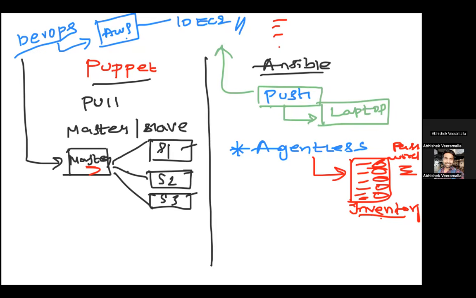So with Ansible, because it uses the agentless approach, even if you are scaling up your instances 10 times, 100 times, all that you need to do is get your public IP address and add it to this inventory file. That's it. And if you have the passwordless authentication, you are good to go. This is the basic of Ansible.